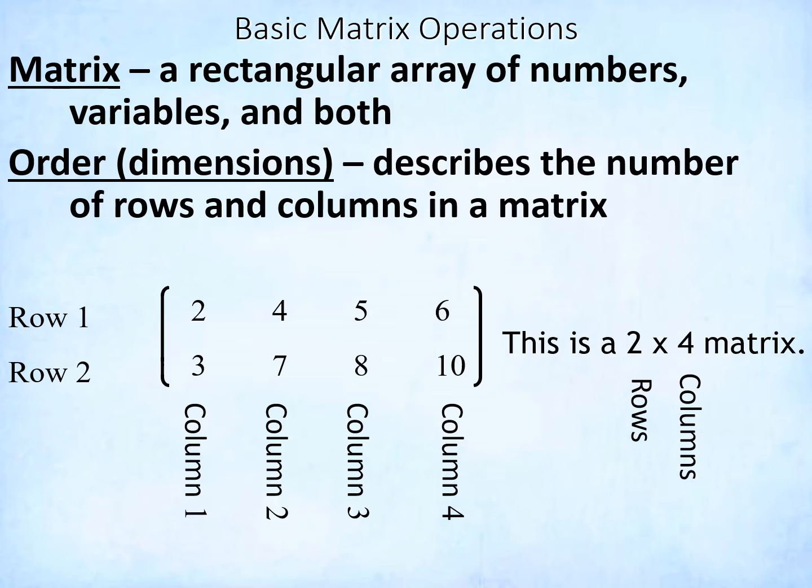So in our example, 2, 4, 5, 6, 3, 7, 8, 10 is a 2 by 4 matrix. Why? Because it has 2 rows and 4 columns. So the rows are the horizontal numbers while the columns are the vertical numbers. So we always have the order as row times the column.